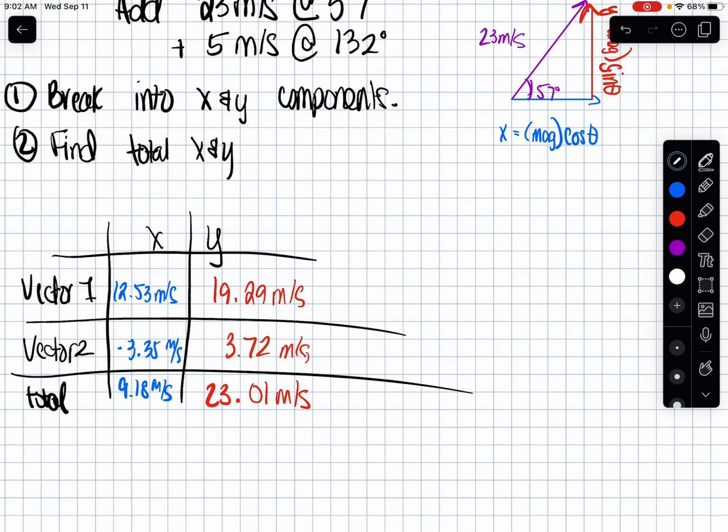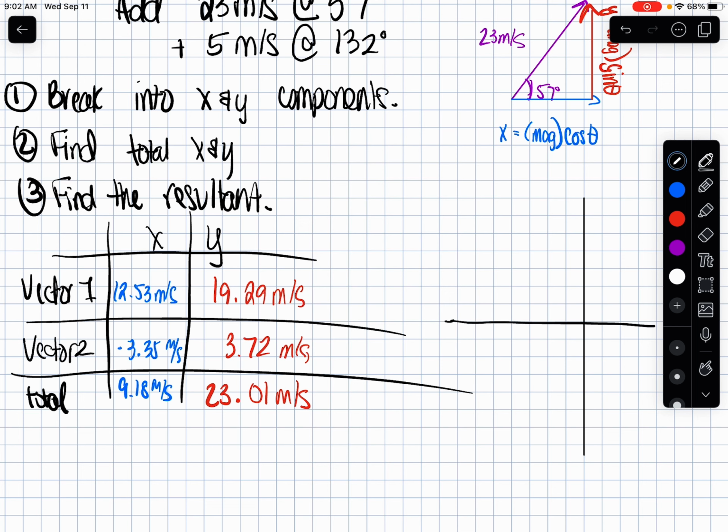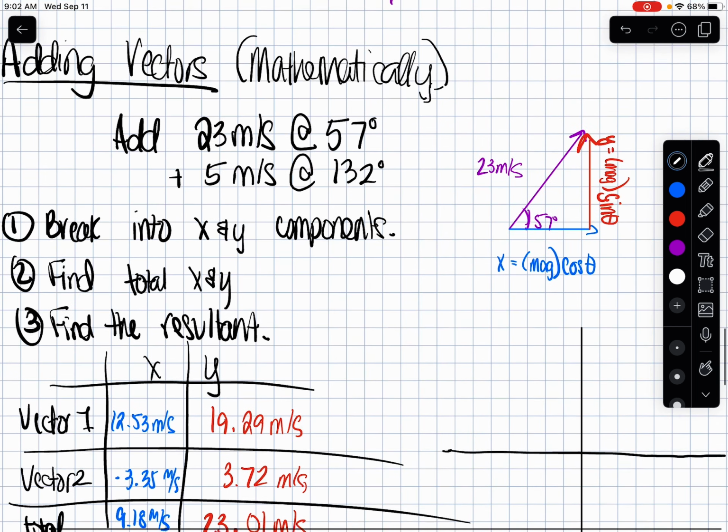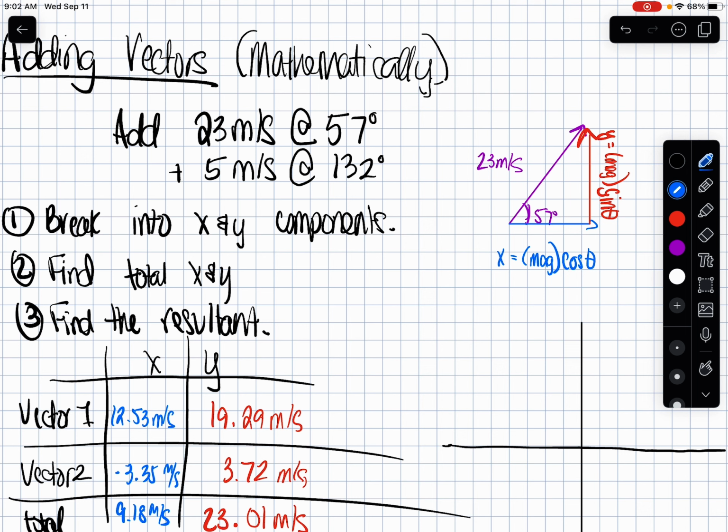Step 3, you're going to find the resultant. Here's how we're going to do that. We're going to first start by just drawing an axis. We're going to draw this out. So if my total is 9.18 in the x, I go over 9.18 in the x. My total y is 23.01 meters per second. We're going to just draw it out. Then my resultant is going to look something like this.